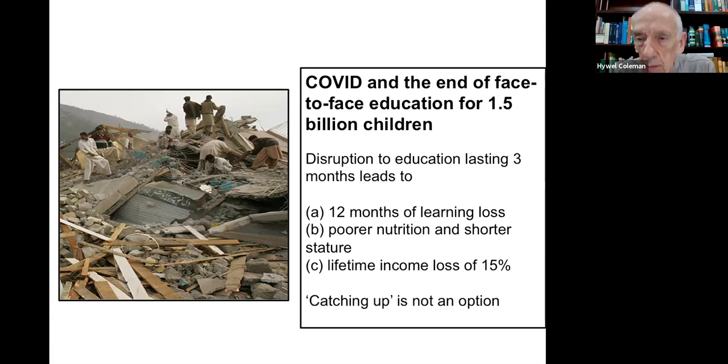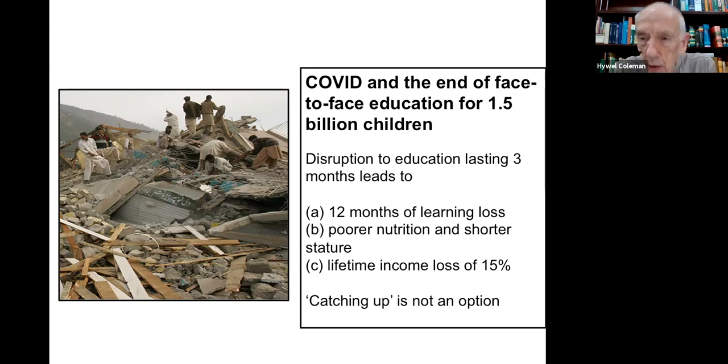We're now talking about disruption which began in March last year and is still going on. Now, if the impact of a 3-month disruption is 12 months, how long will the impact of disruption for 15 months last? And we don't know how much longer it's going to go on. It's still going on. And this is for, it's estimated, 1.5 billion children who have been affected in this way. I think the implications of this are really very serious and have not been addressed yet.